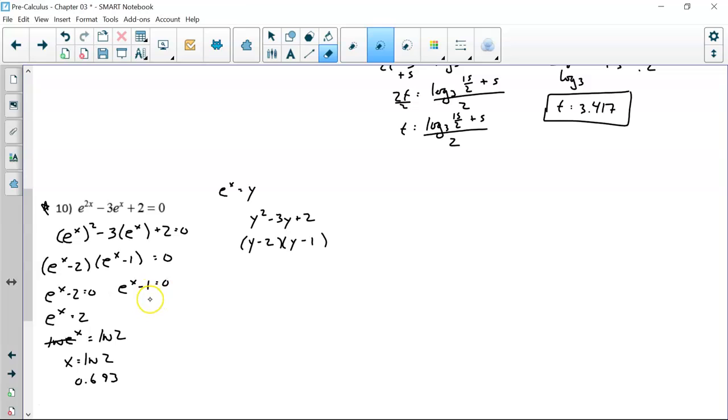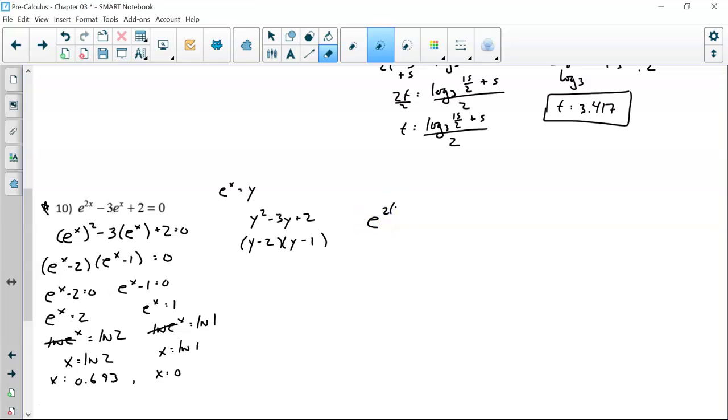For the other equation, we add 1 to both sides, so e to the x equals 1. Take the natural log of e to the x and the natural log of 1. The natural log of e cancels, so we're left with x equals the natural log of 1. And the natural log of 1 is 0. So those are our two solutions.